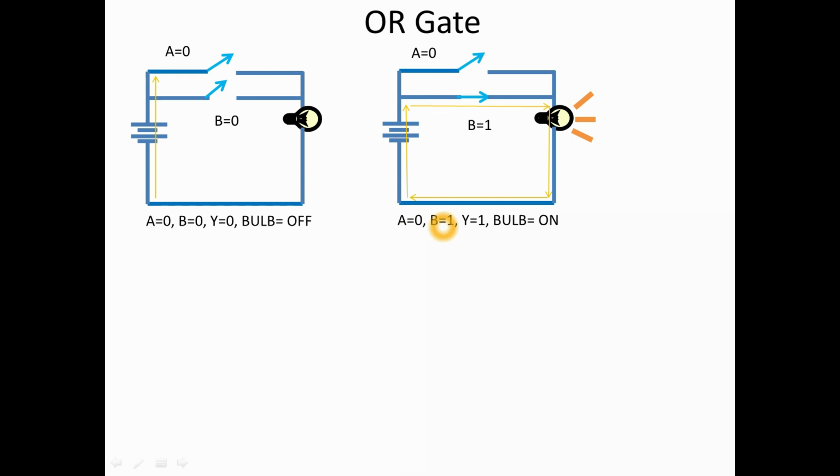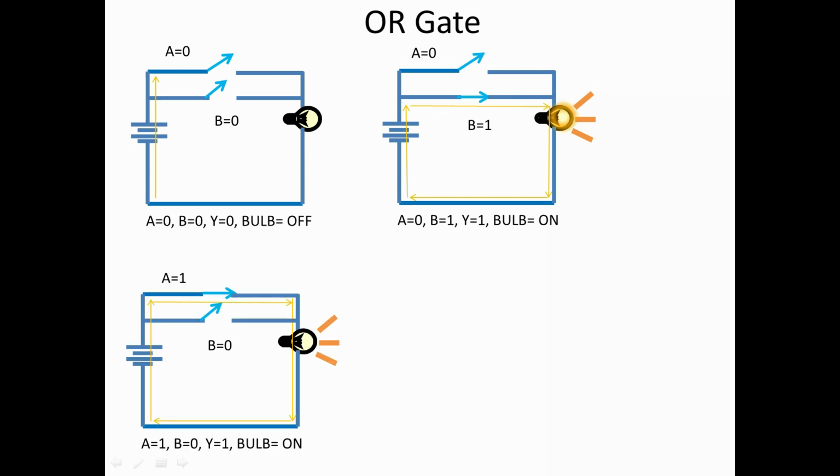When A is equal to 1 and B is equal to 0, this switch is off, even though it is off, the other switch is on. Hence, there is a closed path for the current to flow to the bulb. Hence, the bulb is on for A equal to 1 and B equal to 0.